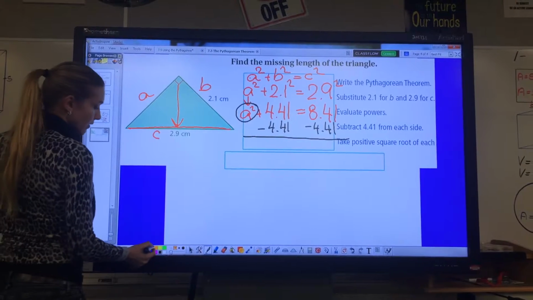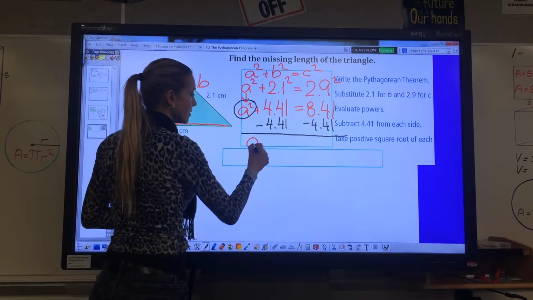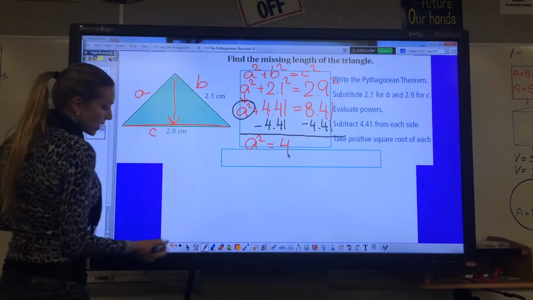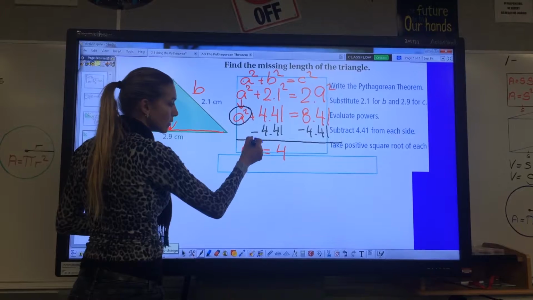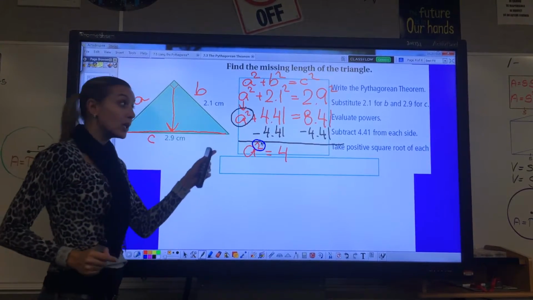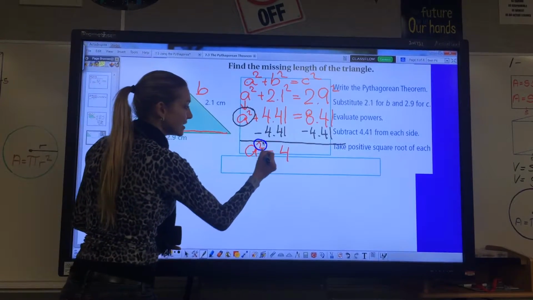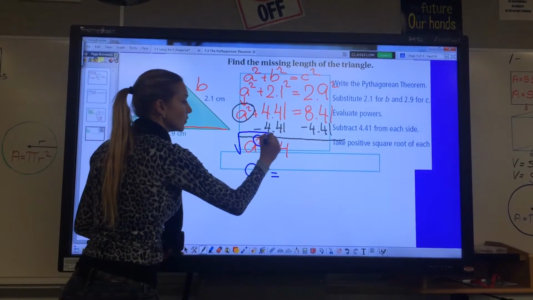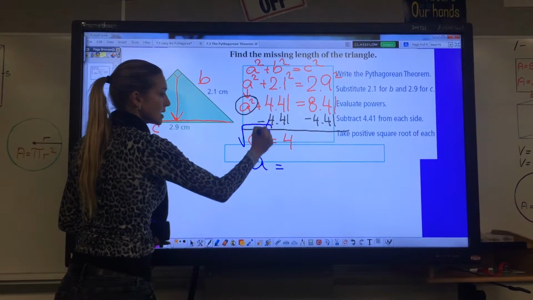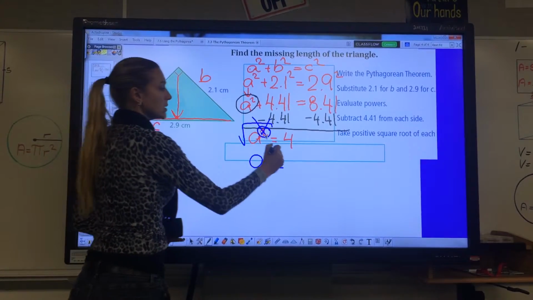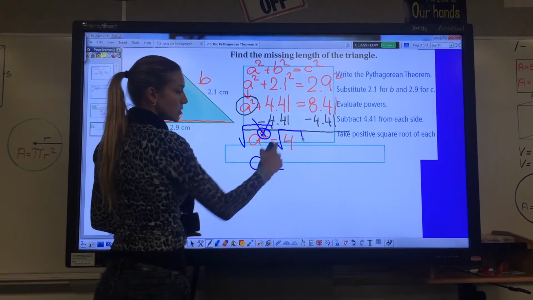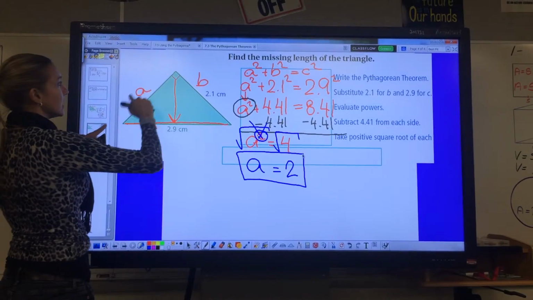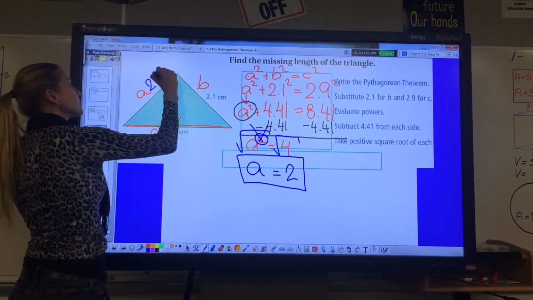Now I will be left with A squared equals 4. And my final and last step, I want to get rid of the square. What will undo square? What will cancel it out so that I have just the A on its own? It's a square root. The square root cancels out the square. What I do to one side, I'll do to the other side. Square root of 4 equals 2. So the measure of the leg in here is actually 2 centimeters.